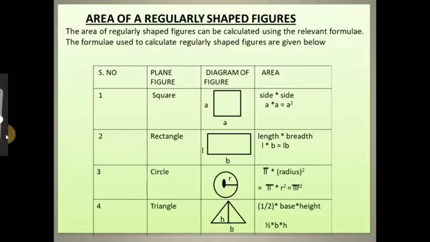If you take a square of side A, then the area will be side into side, which is A into A, which is equal to A square. So the area of square is equal to A². To find the area of a rectangle, we should multiply length into breadth. So area of rectangle is equal to L into B, which is nothing but length into breadth.